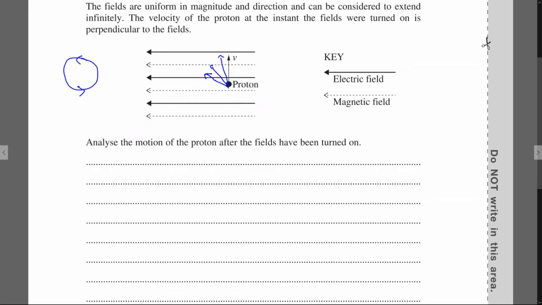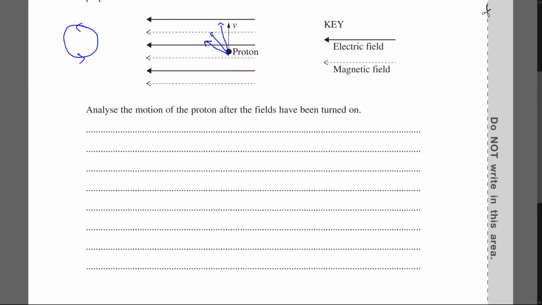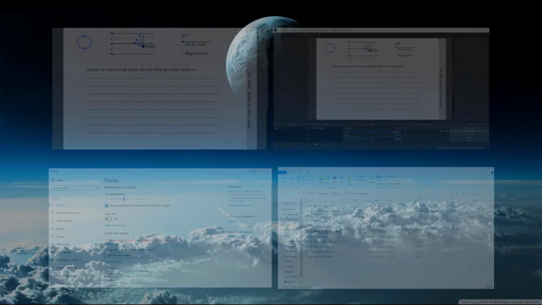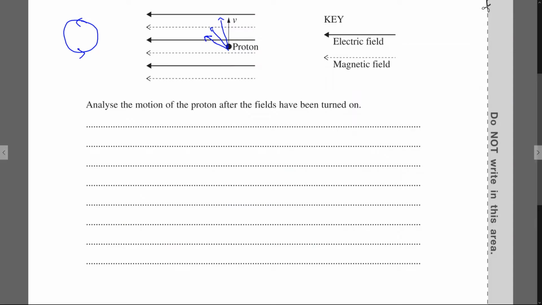So the motion of the proton after the fields have been turned on. So the proton moves in a circular path from the magnetic field.